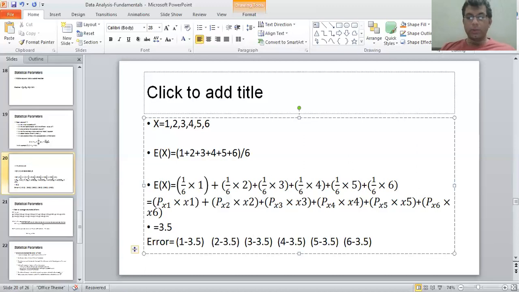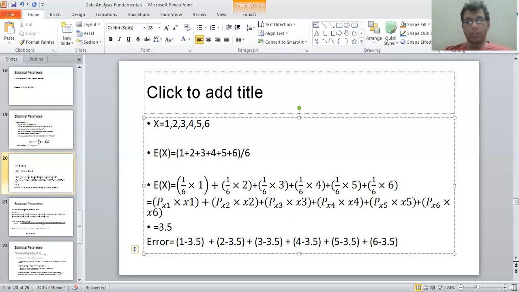So these are the individual errors. In order to find the total error, we must be able to add them to find the sum of the errors, to find the total errors that we have got. But there's a big problem over here.